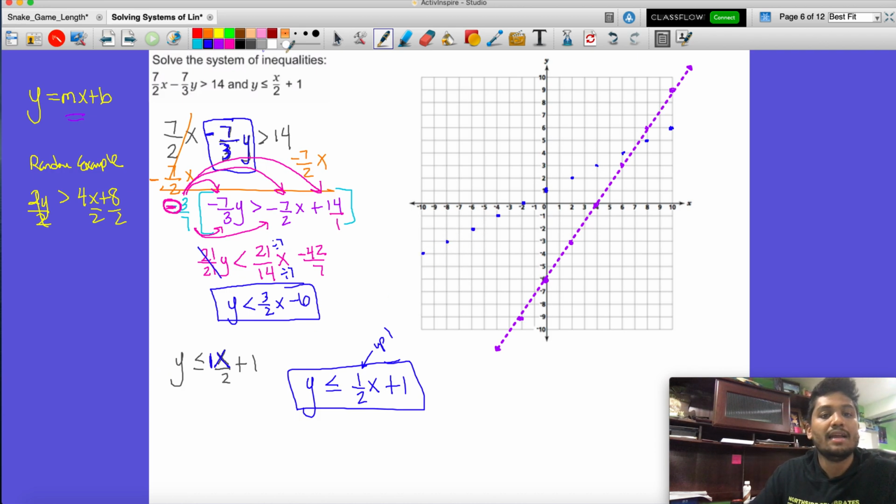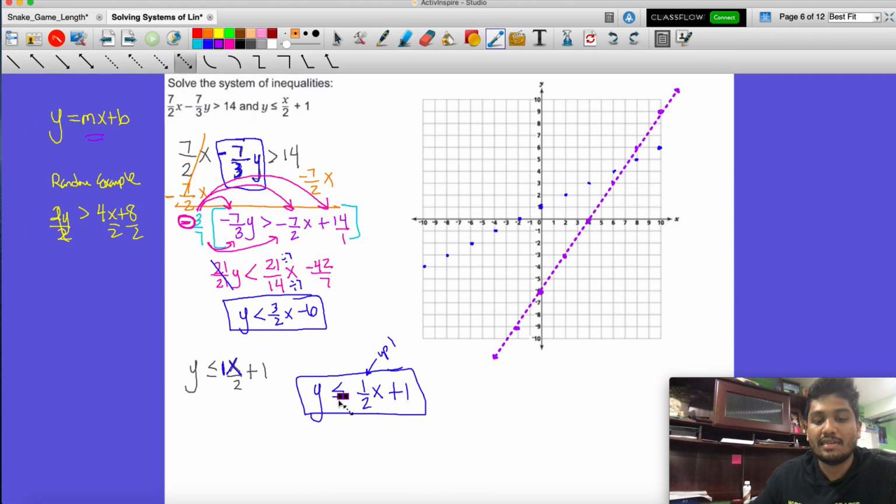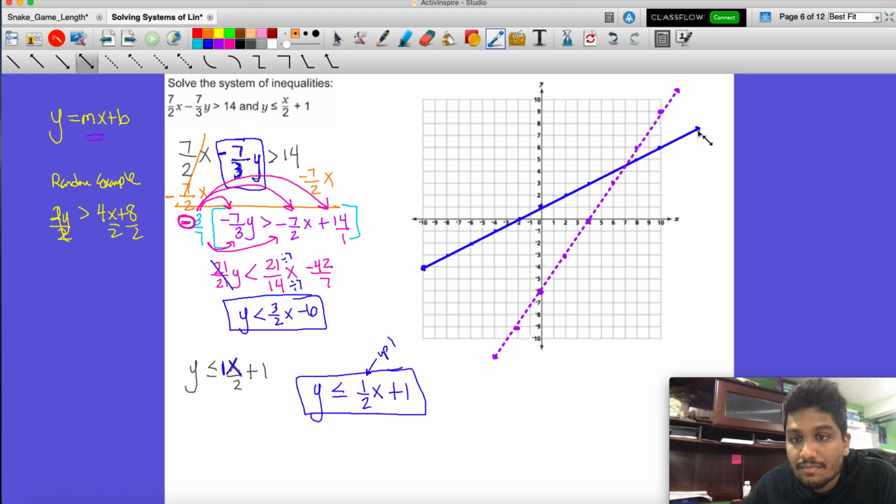There you go. And what kind of line is this going to be? Noticing the sign, see that solid line down there? So this is going to be a nice solid line. Here we go. Bam. That is not a solid line. JK. That is a solid line. Un-JK.